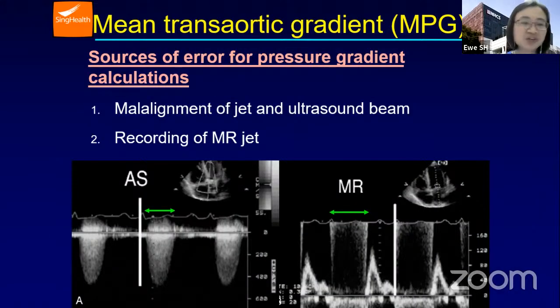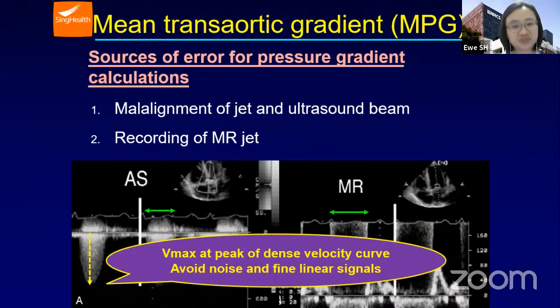The other error that we make is mistaking the MR jet for aortic stenosis. So it's important that you look at the envelope, and that we only assign aortic stenosis at the ejection phase of the valve. Do not take mitral regurgitation, because that could overestimate the true severity of aortic stenosis too.